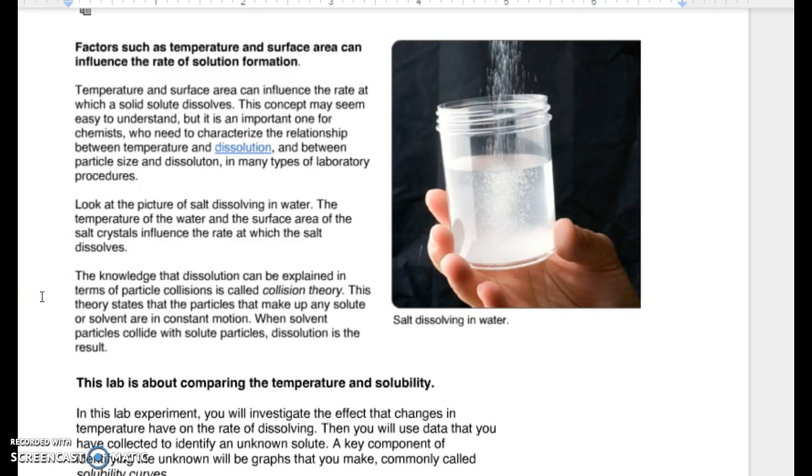The knowledge that dissolution can be explained in terms of particle collisions is called collision theory. This theory states that the particles that make up any solute or solvent are in constant motion. When the solvent, what's doing the dissolving, like in this case the water, particles collide with solute particles, like the table salt, dissolution is the result.